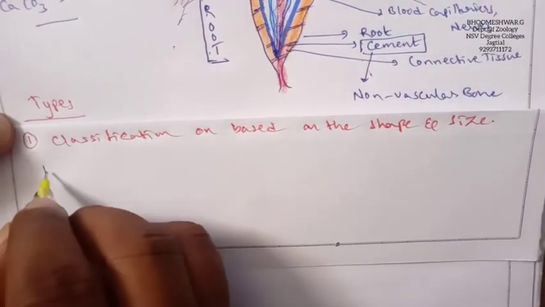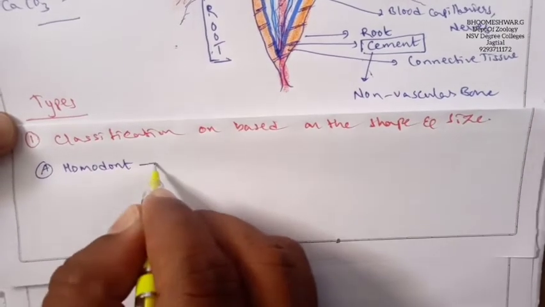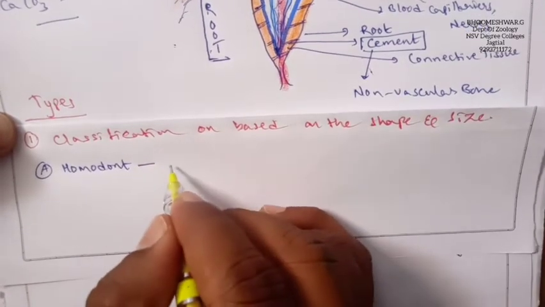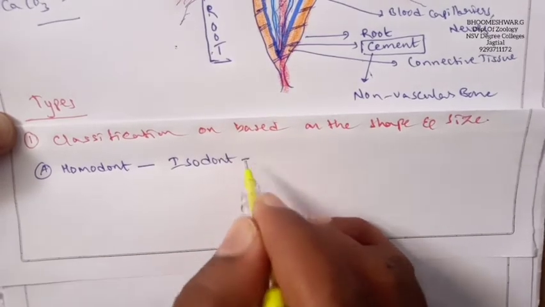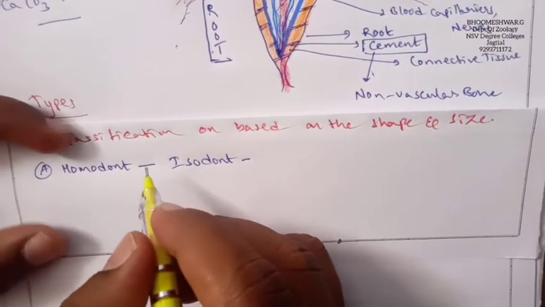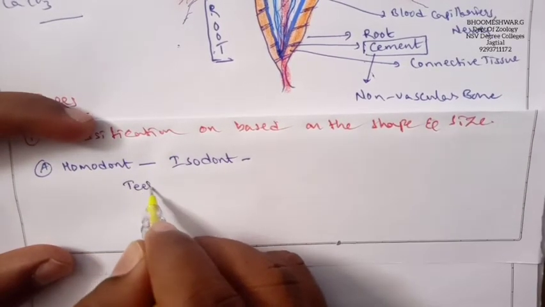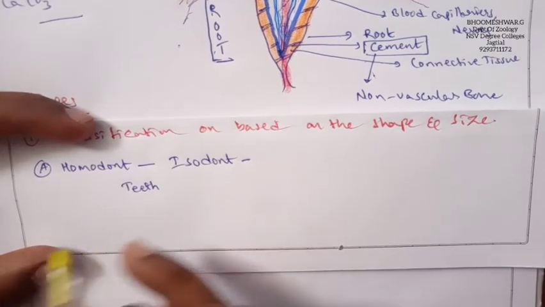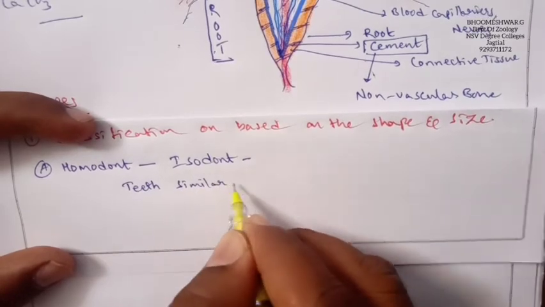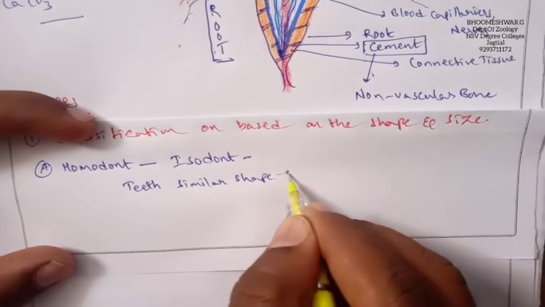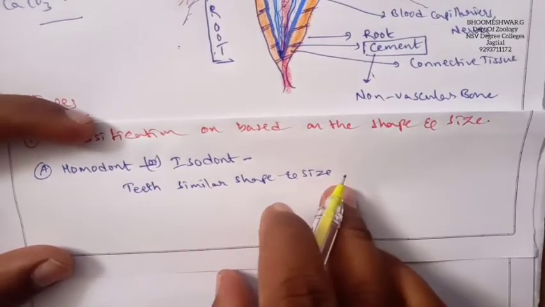So here is the first type. Based on shape and size, the first is called the homodont type of teeth, which is also named isodont. Isodont is the condition in which all the teeth on the jaws are similar in shape and similar in size, so those are named homodont or isodont teeth.